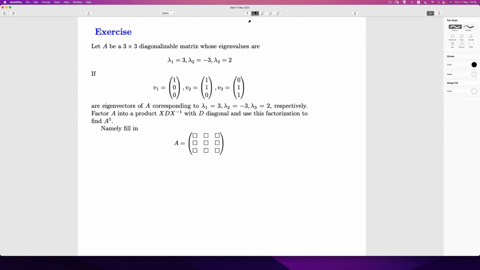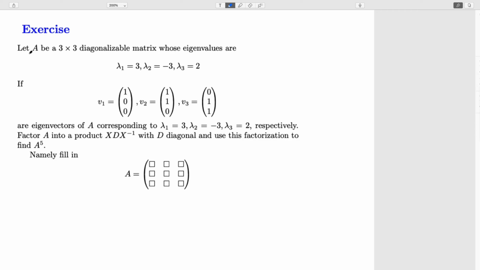Okay, so let's look at this interesting exercise. We're given a matrix A, which is 3 by 3, diagonalizable, and we're even given the eigenvalues and corresponding eigenvectors. So what does that mean, for instance? That means that if we were to take A times V1, which is 1, 0, 0, then we would get lambda 1, which is 3, times 1, 0, 0.